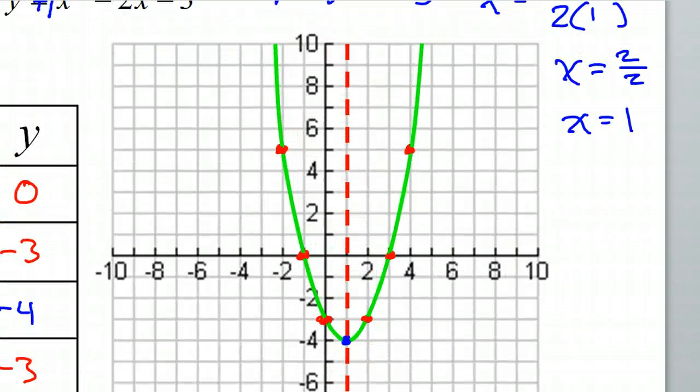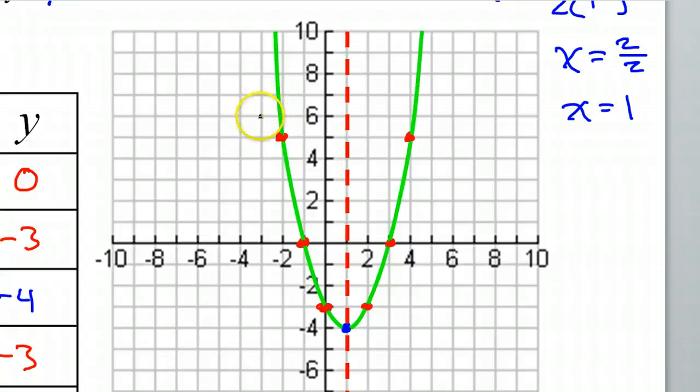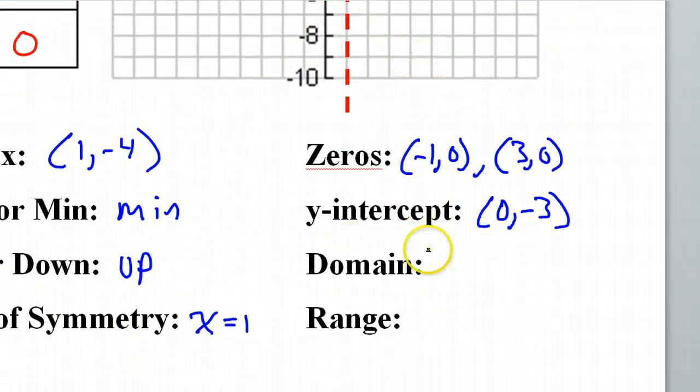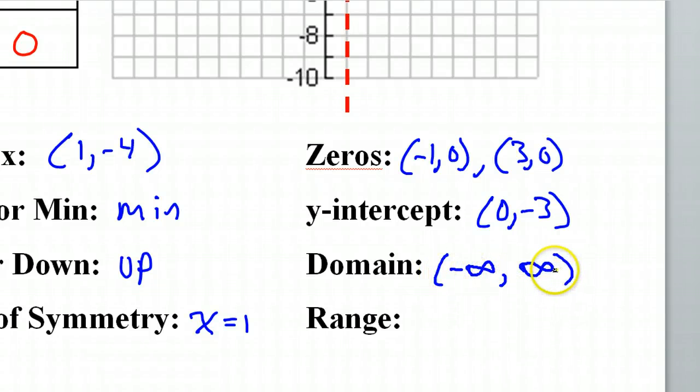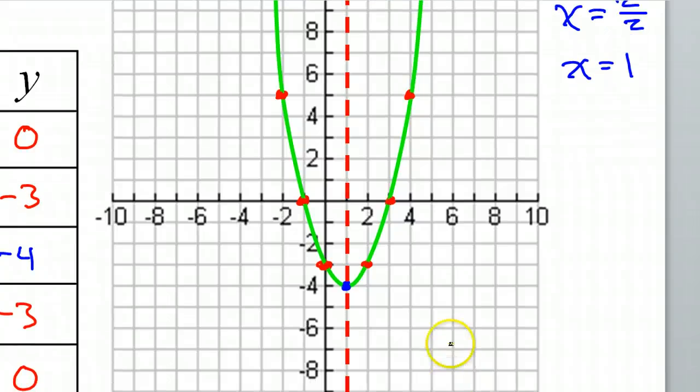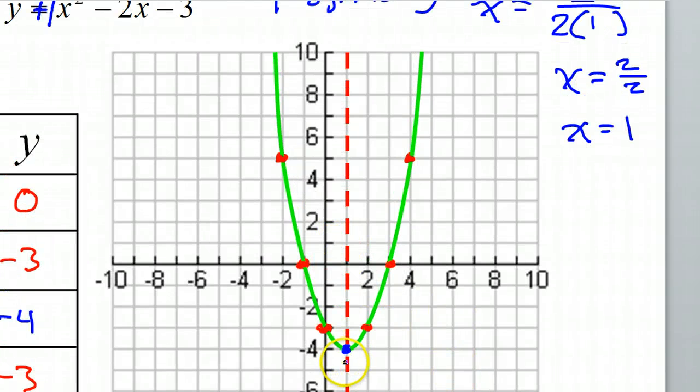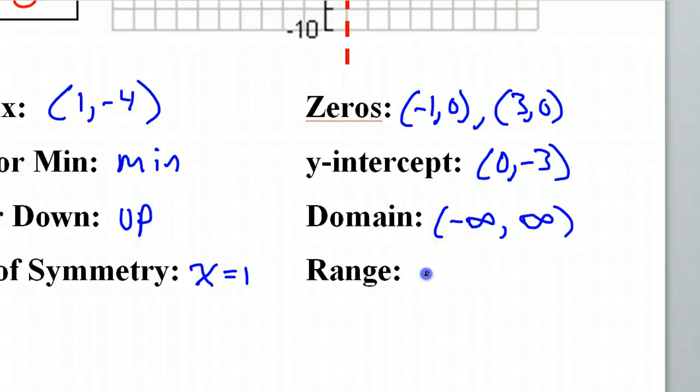The domain is the x values. So how far does the graph go to the left? How far to the right? Well, it goes left forever and right forever. So -infinity to +infinity. And finally, the range is the y values. So that means how far down does the graph go and how far up does the graph go. And it has to be in that order, least to greatest, bottom to top. So in this case, the lowest value is -4, and then it goes up forever. So the range will be -4 to infinity.